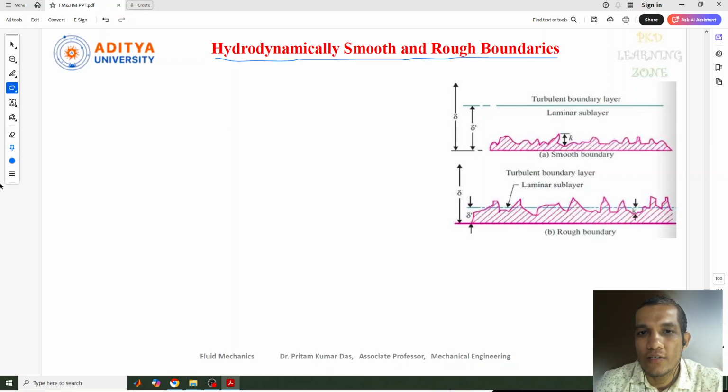Before going to smooth and rough boundaries, let's try to understand what hydrodynamics is. Hydrodynamics is the way which relates the mechanical fluid properties to the fluid in motion. When the fluid is in a flowing condition, these mechanical properties are involved. So that is one kind of description of hydrodynamics.